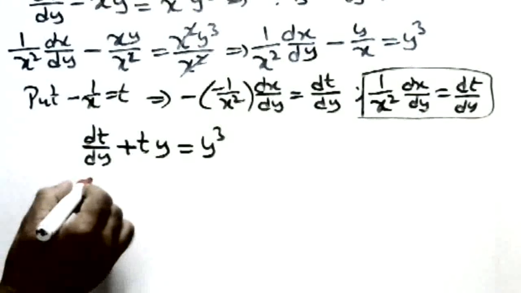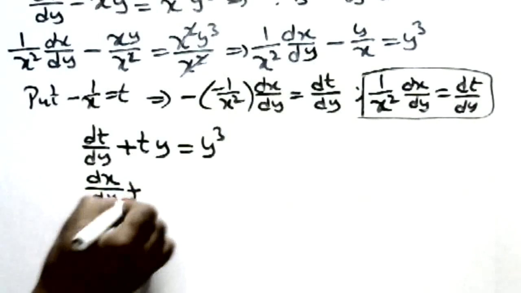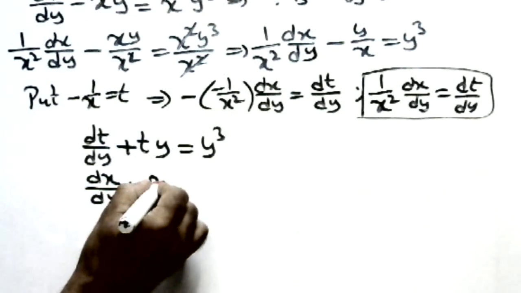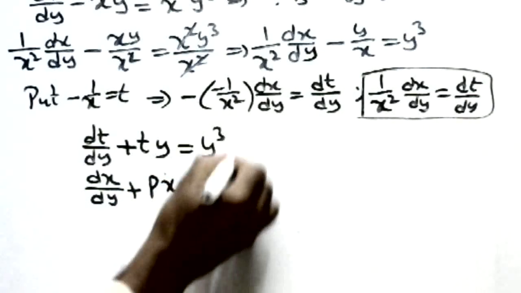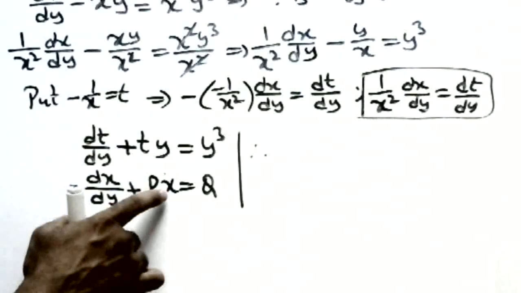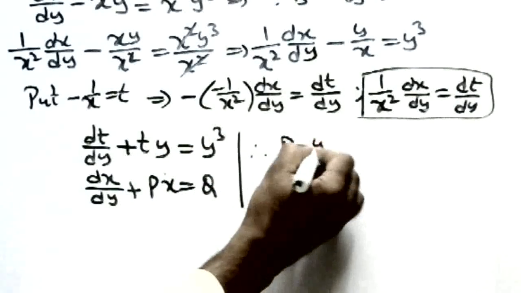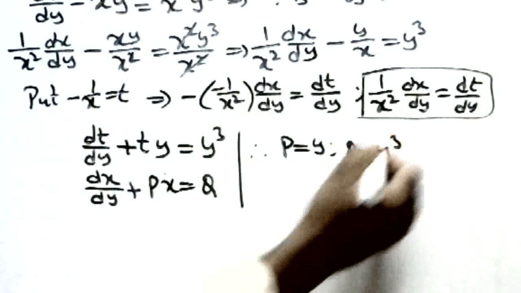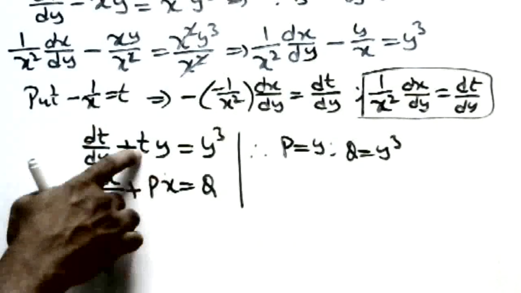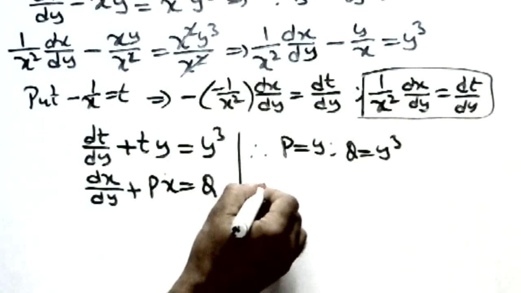Now let me compare with the general equation. The linear equation of this type, dx by dy plus px equals q. Now watch carefully. In place of x we have t. That means the p value is y. P equals y. Q equals y cube. Therefore p is y and q is y cube.